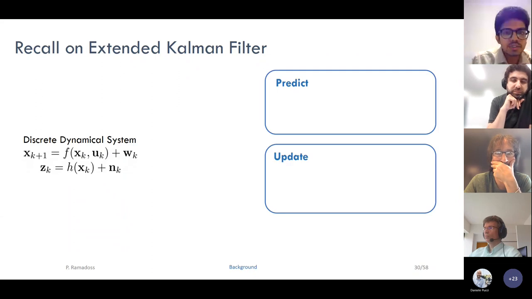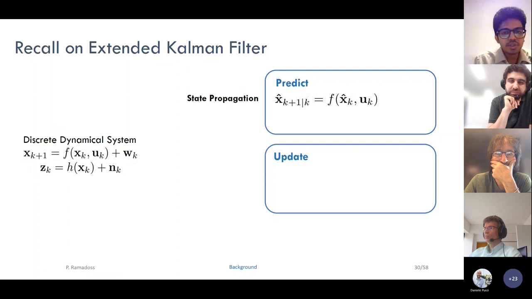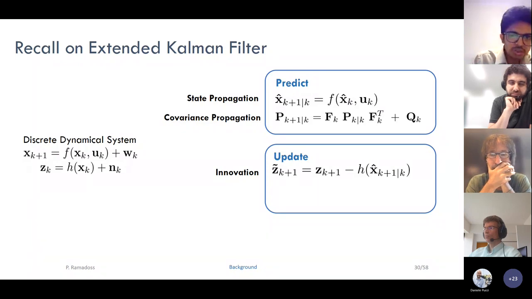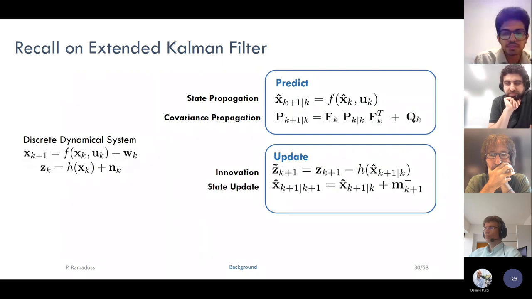So the extended Kalman filter consists of two steps, a prediction step and an update step. In the prediction step, the state is propagated using the nonlinear function F, while the covariance is propagated using a linearized system matrix F and the noise covariance Q. During the update step, an innovation is computed from the actual measurement and the measurement model, like expected measurement, that uses the predicted state estimate as an input to the measurement model. And this innovation is used to compute a state correction, which is then added to the predicted state estimate to compute an updated state estimate. Similarly, the covariance is updated using the linearized measurement model and the Kalman gain.